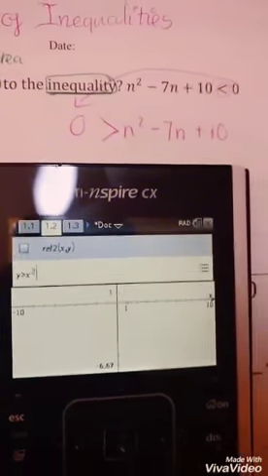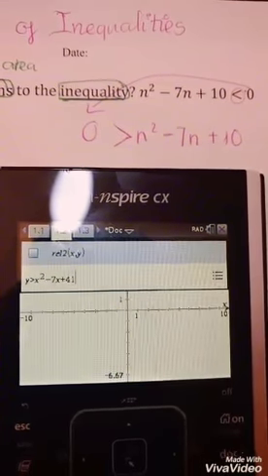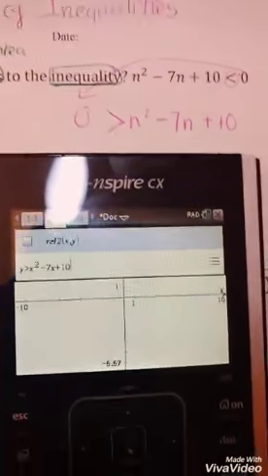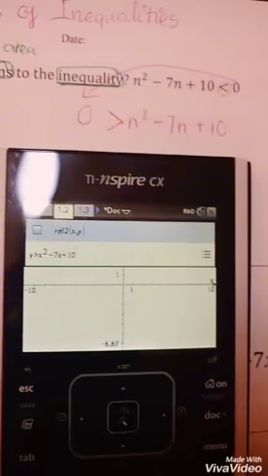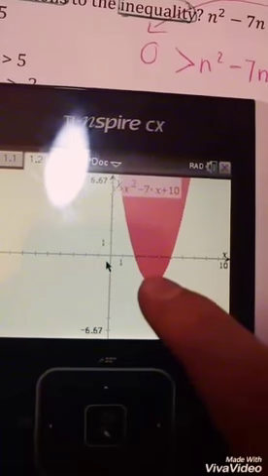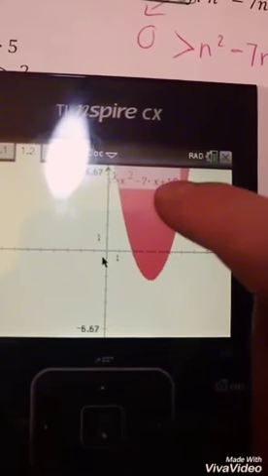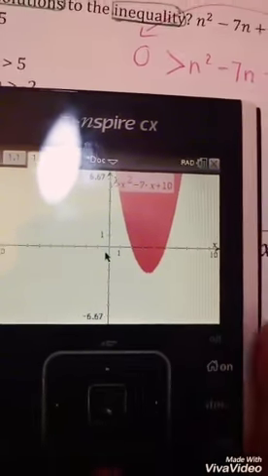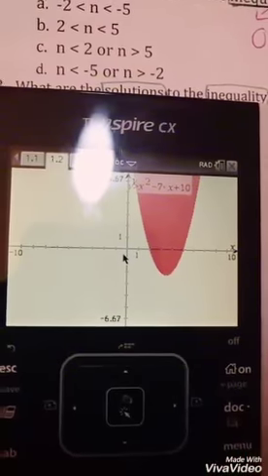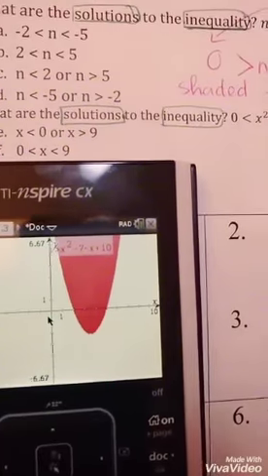Except you're going to change them into x squared, into x. So I have x squared minus 7x plus 10. And then once you have it ready, exactly like that, we're going to press enter. The graph shows me that it's shaded inside the parabola right here, and it's actually a dotted graph. So we're going to write shaded inside, just like our graph looks like that.